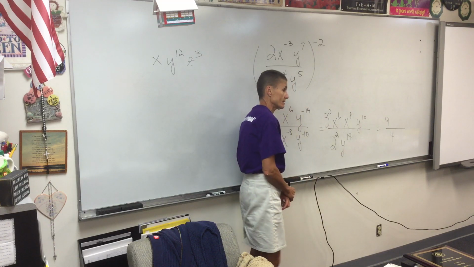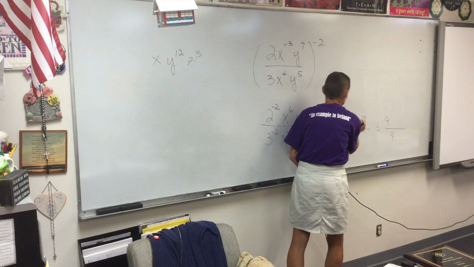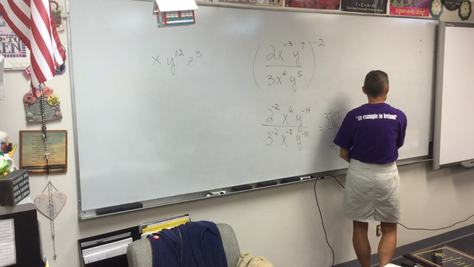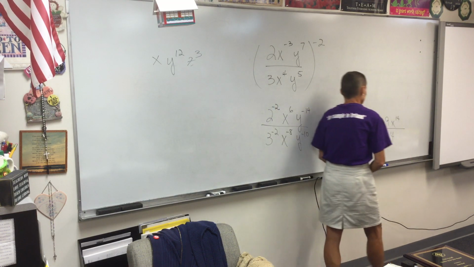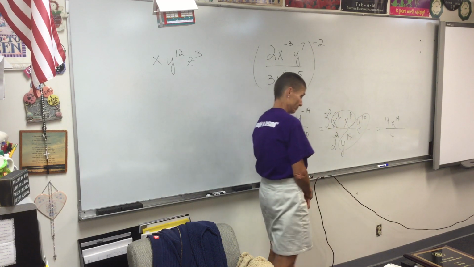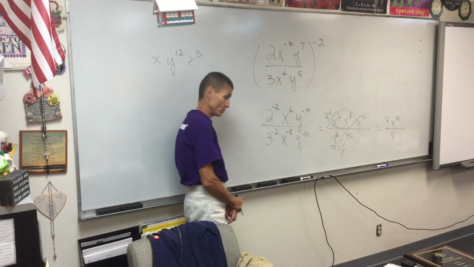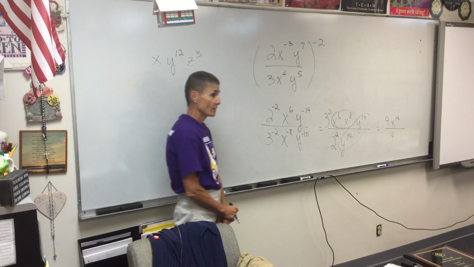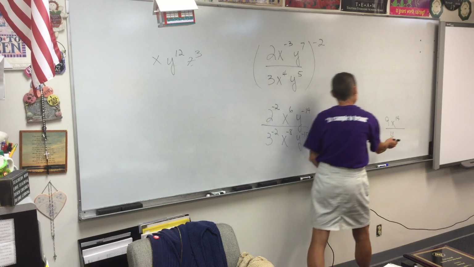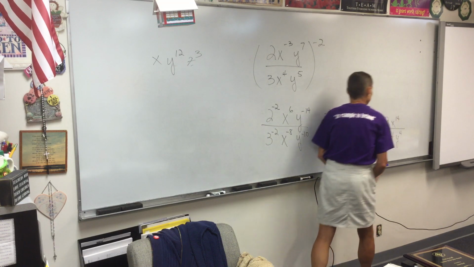All right, let's look at our x's. They're side by side. I'm going to have x to the 14. My y's are on top of each other. Who has the most, the top or the bottom? How many more does the bottom have? So I have y to the 4 on the bottom.